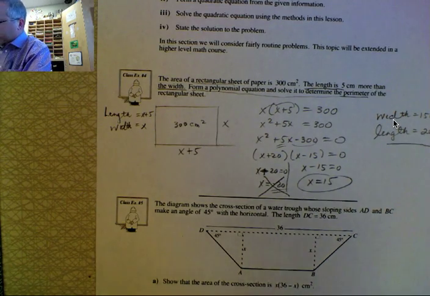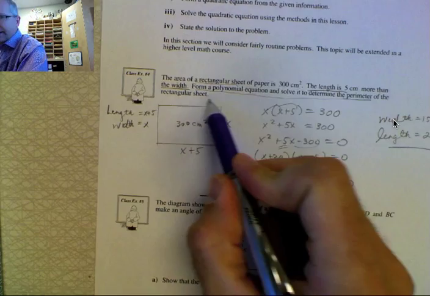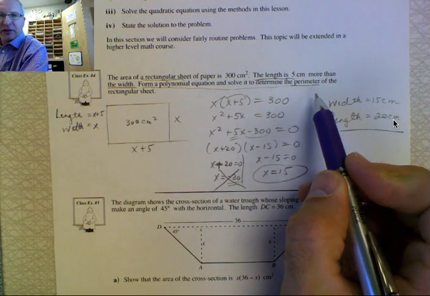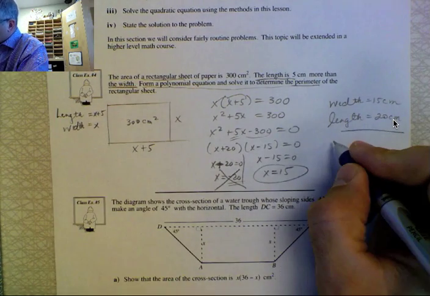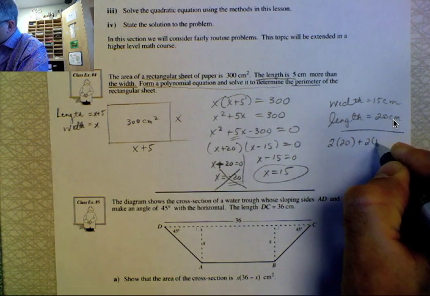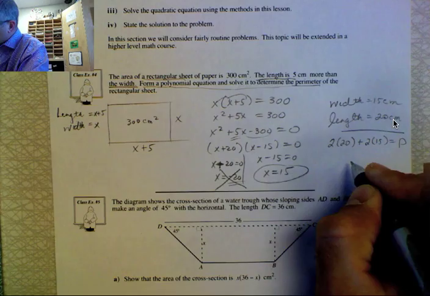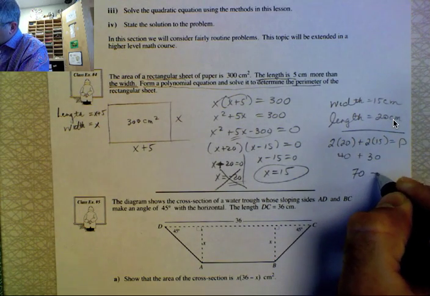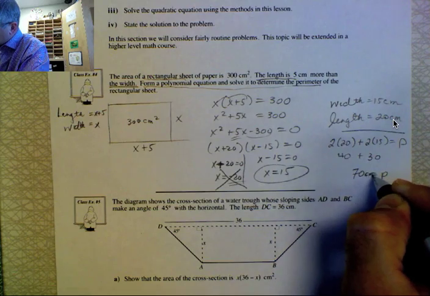Now, we might think we're done, but if we go back to the problem, it says determine the perimeter of this particular situation. Well, we have 2 lengths plus 2 widths gives us our perimeter. So this is 40 plus 30, which gives us a perimeter of 70 centimeters.